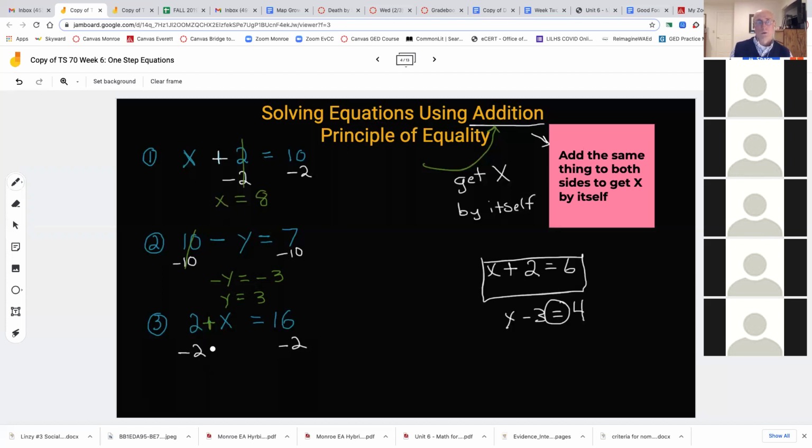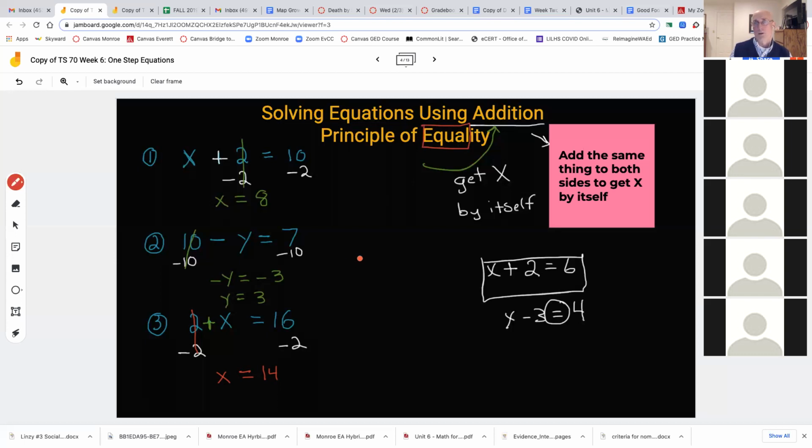So what's going to happen is that these now cancel out. So I've got x equals, what's 16 minus 2, is 14, and there's my answer. I have solved for x. And 2 plus 14 is 16. So that's the addition principle of equality. Equality has the word equal; we're adding something to both sides to make them equal.